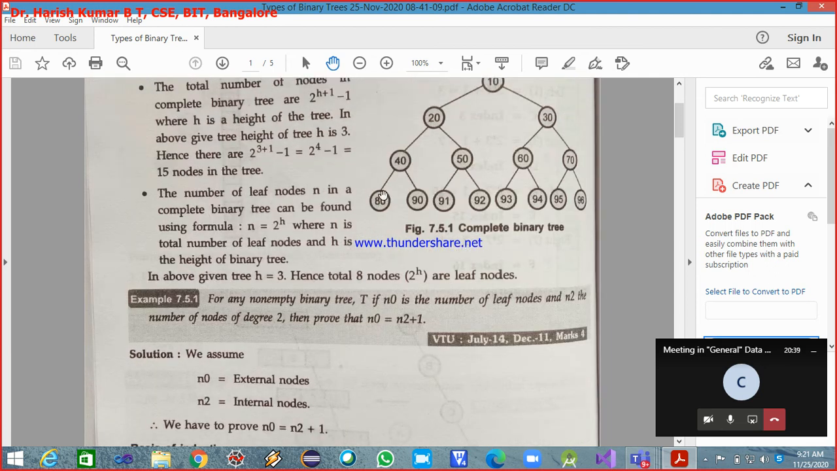What is the degree of this node right now? 0, because it doesn't have any child.